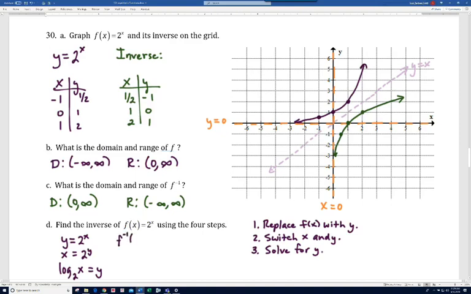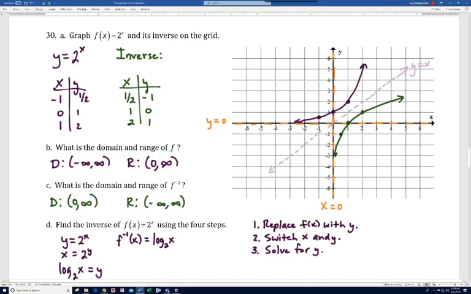And then finally, my last step is to switch to the inverse notation. And I forgot to write that down. Whoops. Let me change colors here. So step 4 is replace y with f inverse of x. Now I'm actually going to erase that because I used that space down below. But that is the 4th step, and that's what I just did on the left there. So we did find the inverse. It's log base 2 of x.